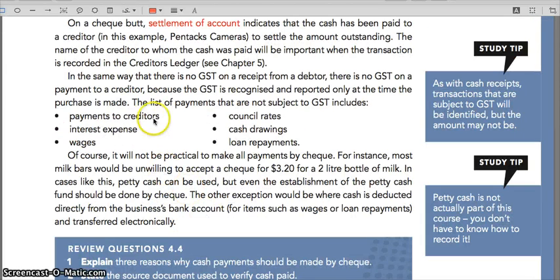Okay, so just to clarify here, again, because we're going to deal with the GST at the time of purchase, payments to creditors are not subject to GST. And here are a few other types of transactions that aren't, again, subject to GST.